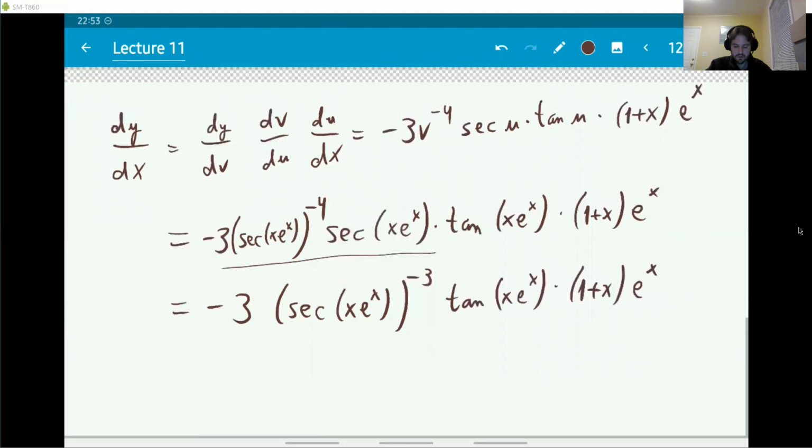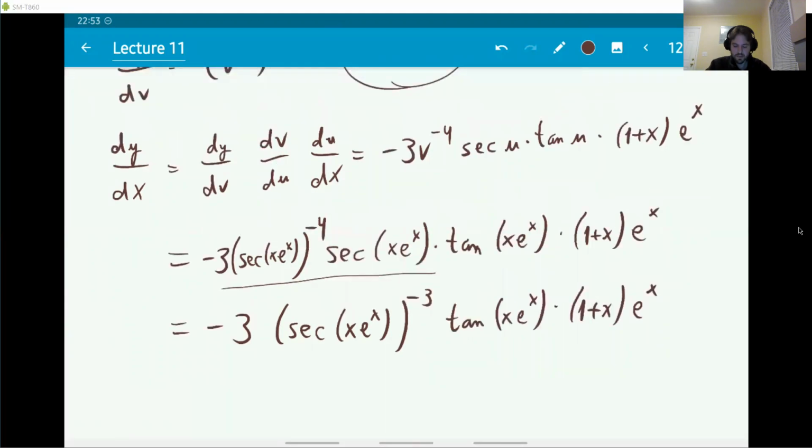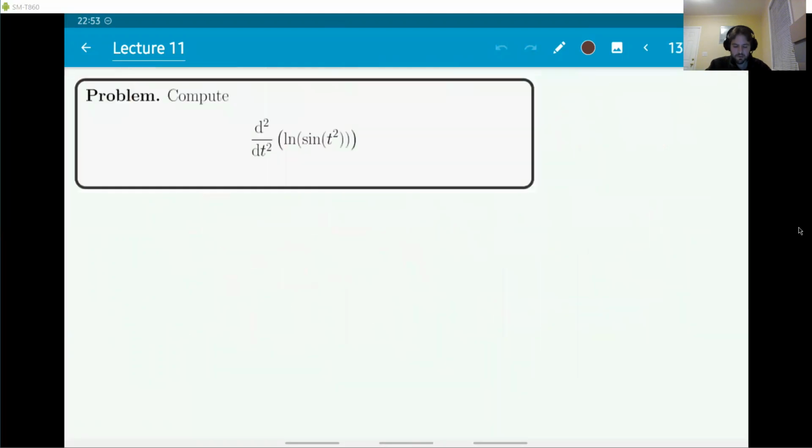All right, so that was the chain rule applied to 3 functions. I have one more example of that in here. Maybe I don't finish it, I don't want to extend this video too much. But this is a multiple derivative. It's 2 derivatives with respect to the t variable. And the function is, again, three pieces that's easy to visualize: ln, sine, and then square.